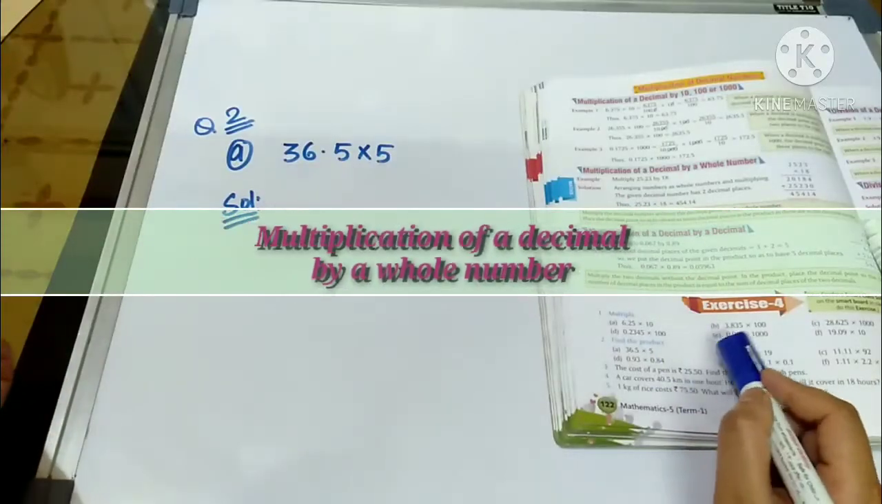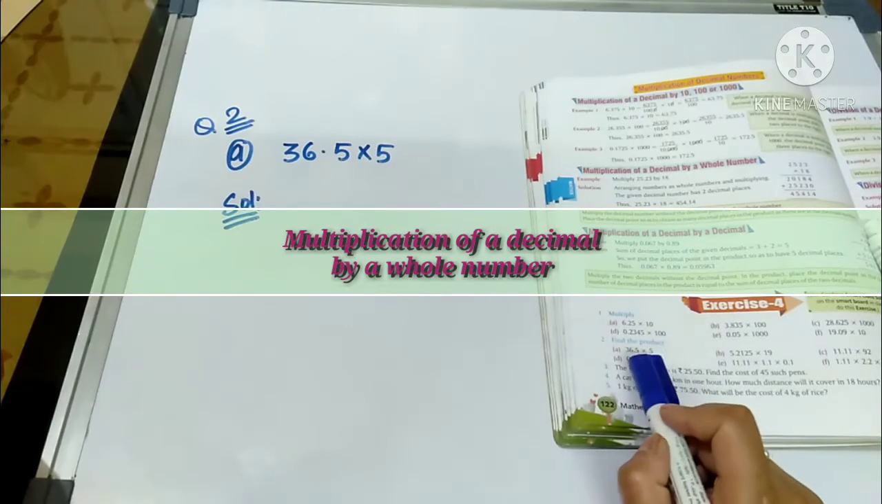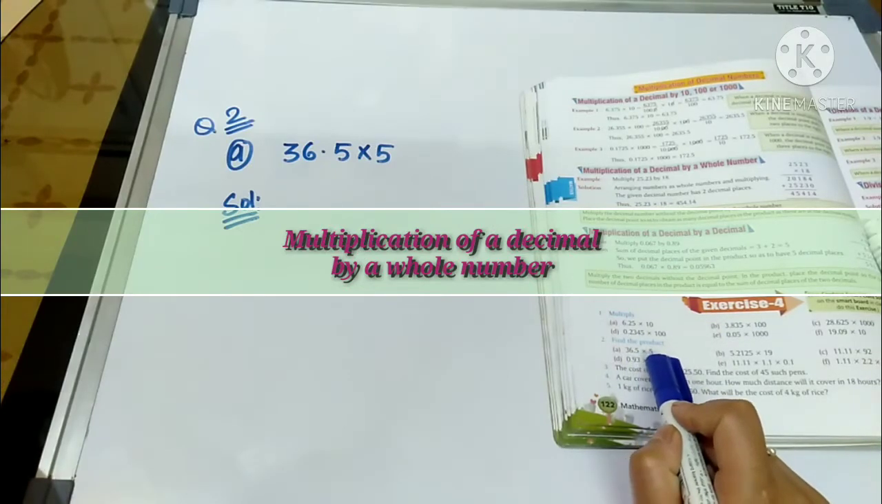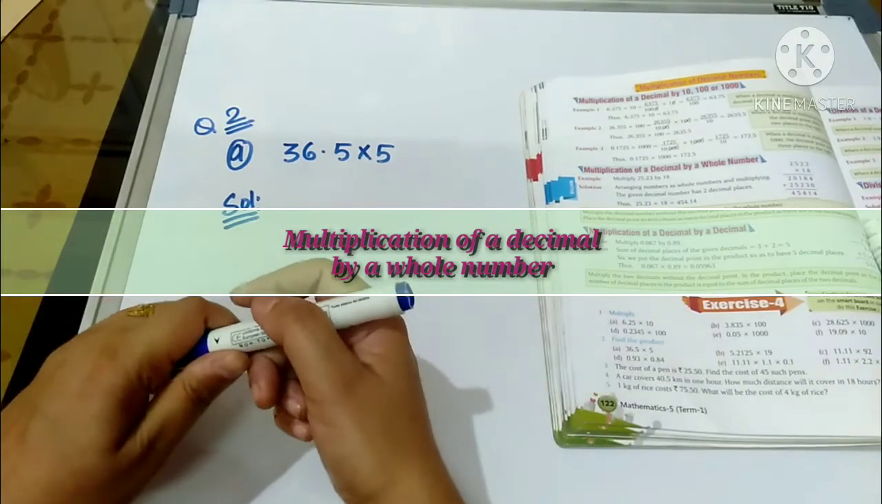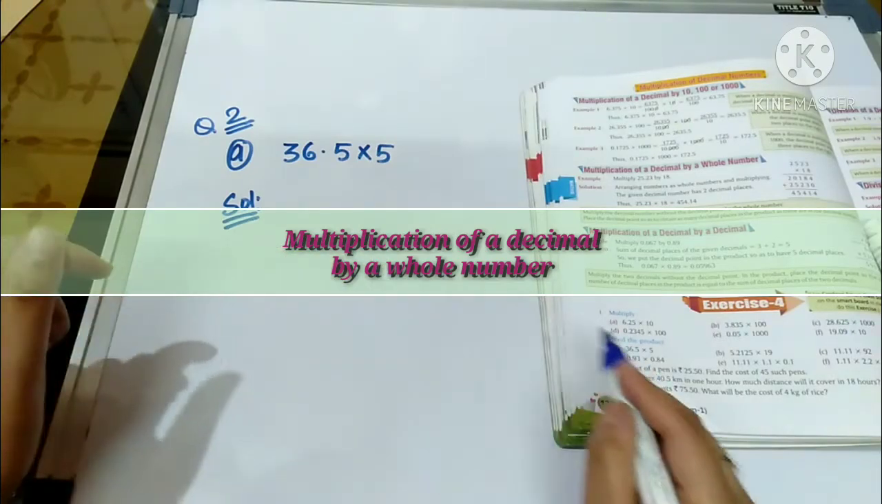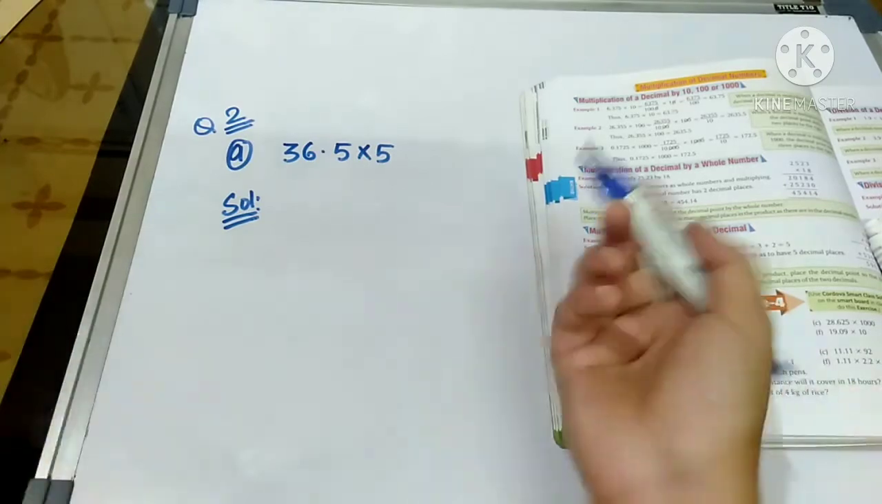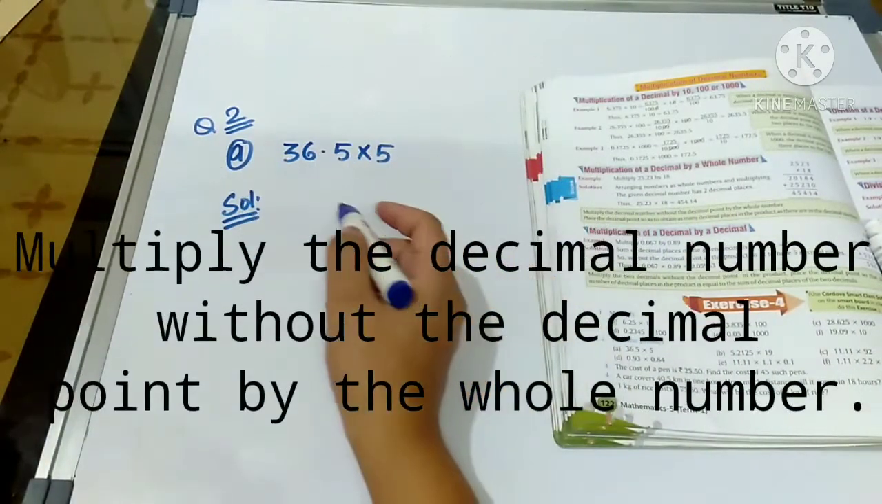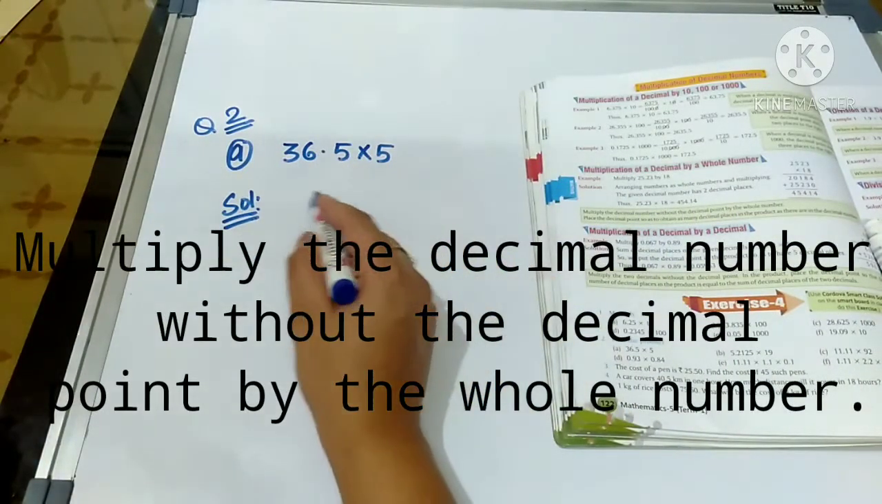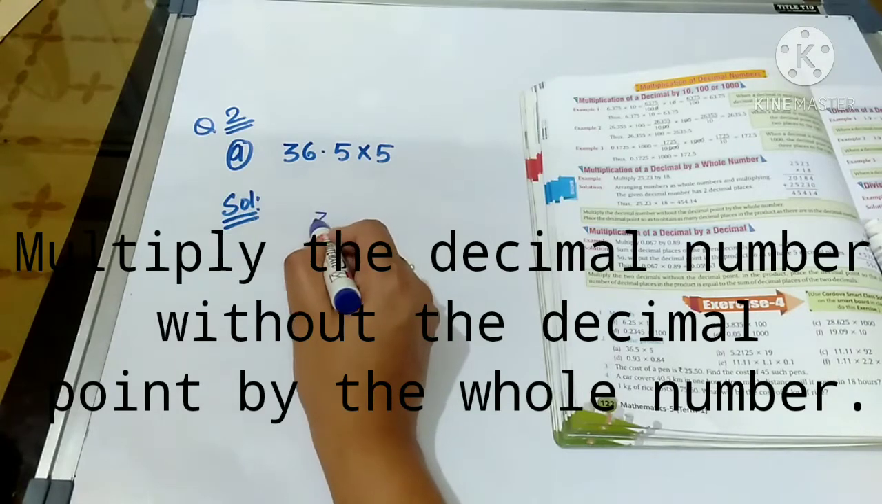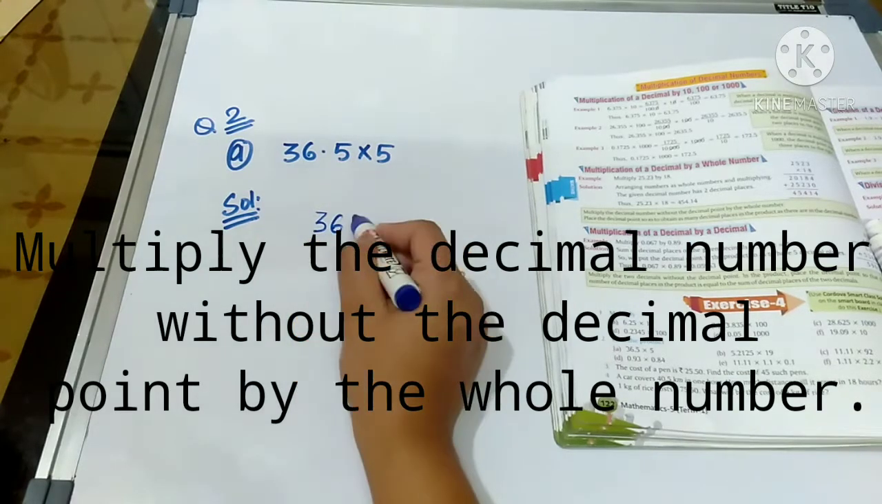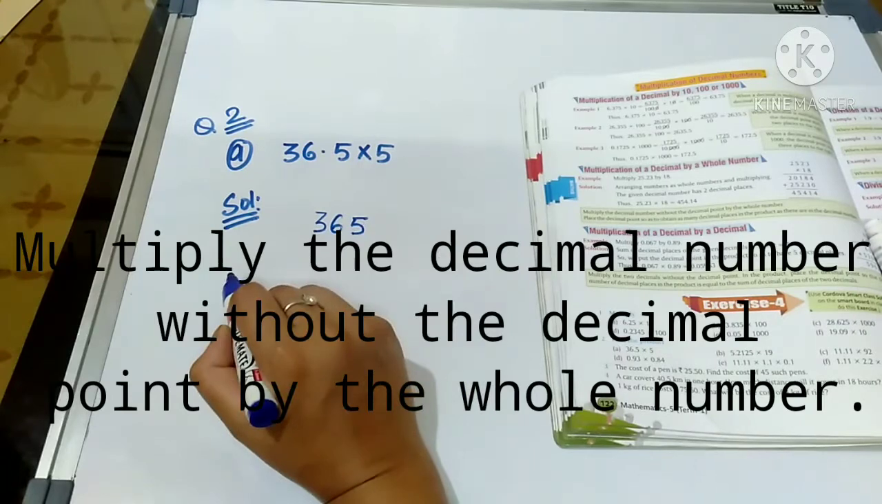So let us see another question. Question number 2a, 36.5 into 5. We have to find the product. So this is a multiplication of a decimal number by a whole number. So how do we multiply? For multiplying, we will do the general multiplication like we do. We will write the number without the decimal point.